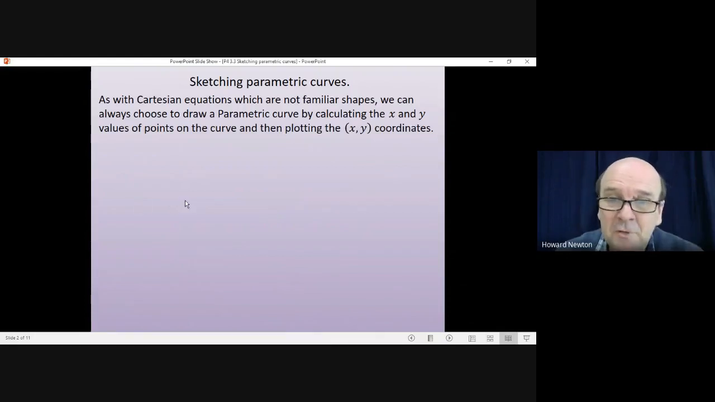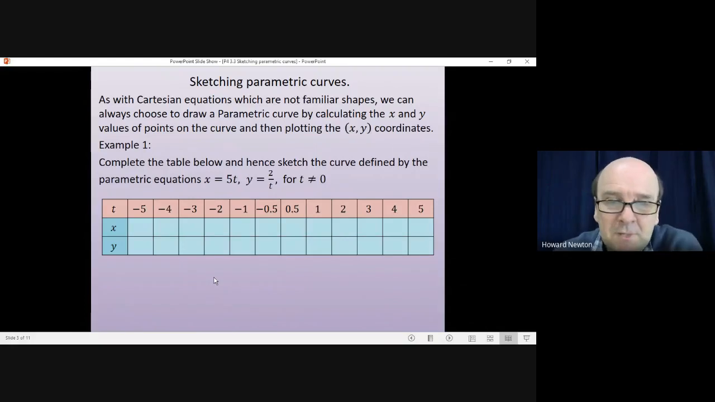Now, it does help if you've got either squared paper or graph paper to do the two questions we're doing today. Question 1, complete the table below and hence sketch the curve defined by the parametric equations x equals 5t, y equals 2 divided by t for t not equal to 0. T can't equal 0 because you can't divide by 0.